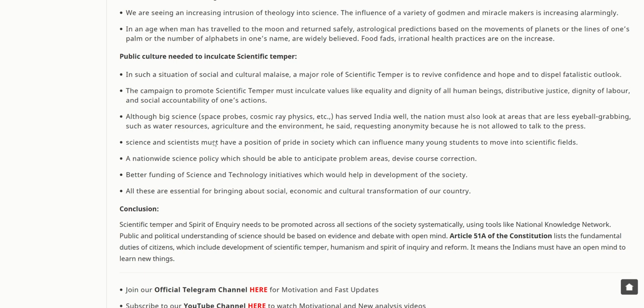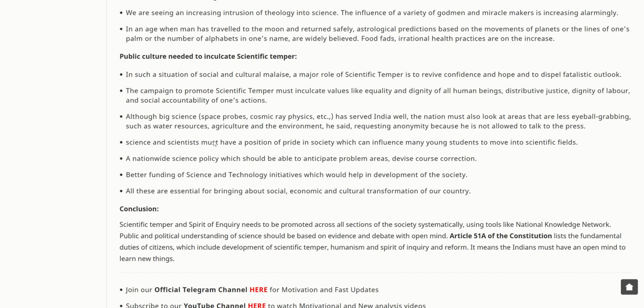Public culture needed to inculcate scientific temper. In such a situation of social and cultural melee, a major role of scientific temper is to revive confidence and hope and to dispel a fatalistic outlook. The campaign to promote scientific temper must inculcate values like equality and dignity of all human beings, distributive justice, dignity of labor, and social accountability of one's actions.